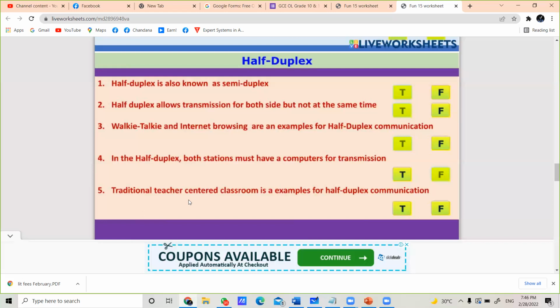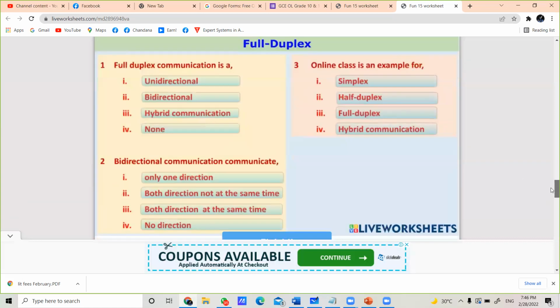Not for the half duplex. Therefore, the statement is false. It is not an example for half duplex. Right. Then let's look at full duplex.